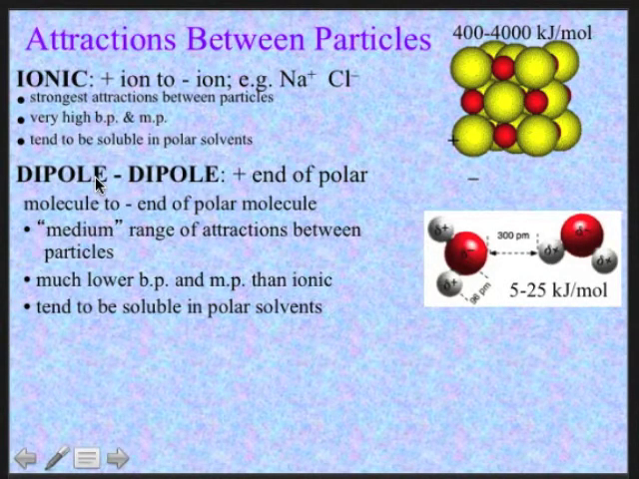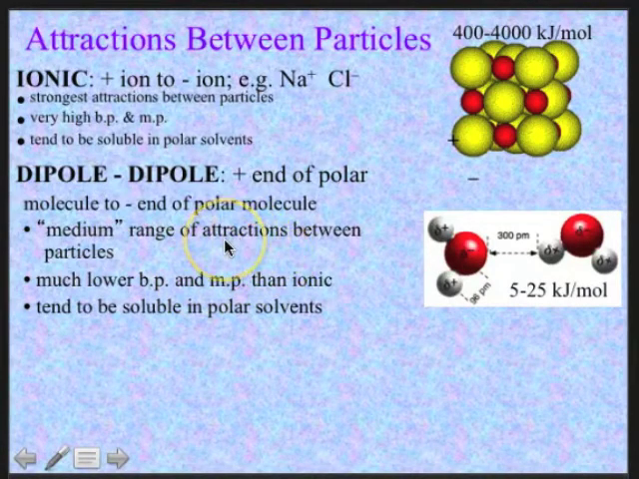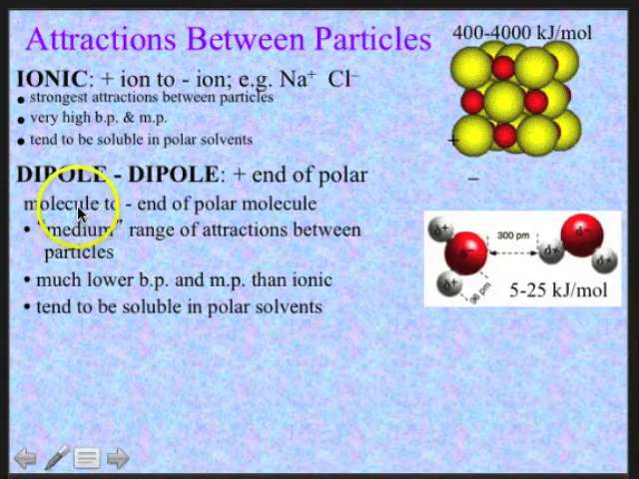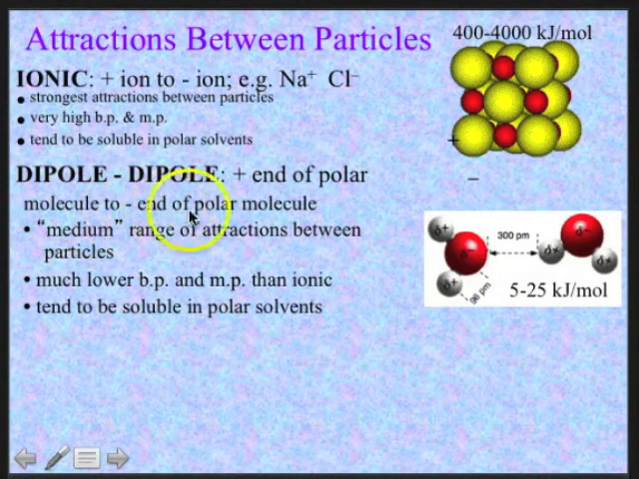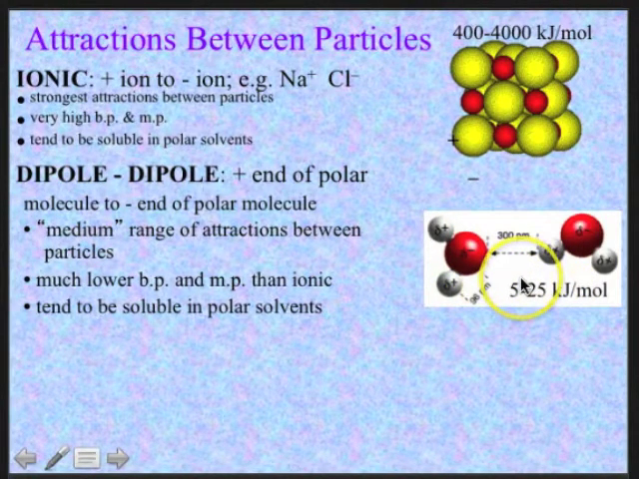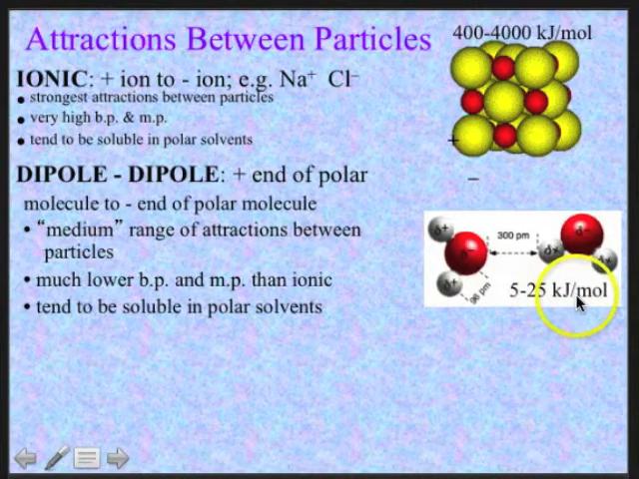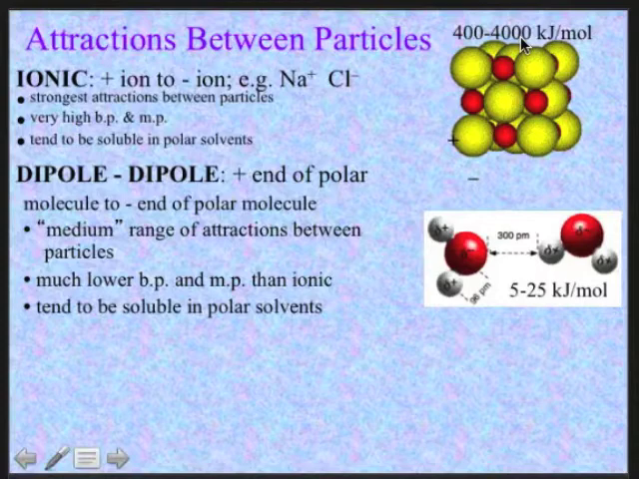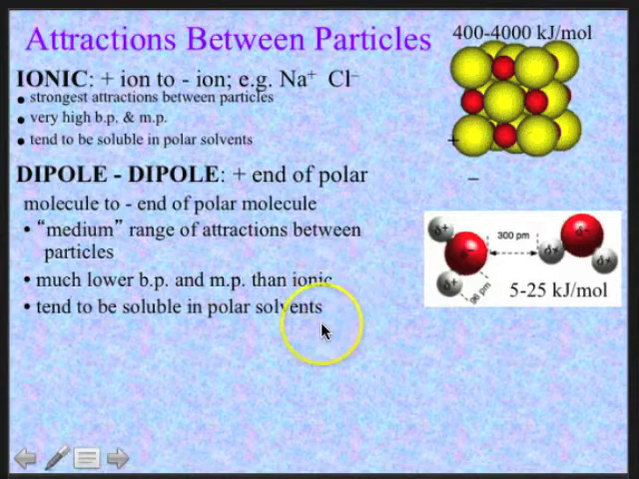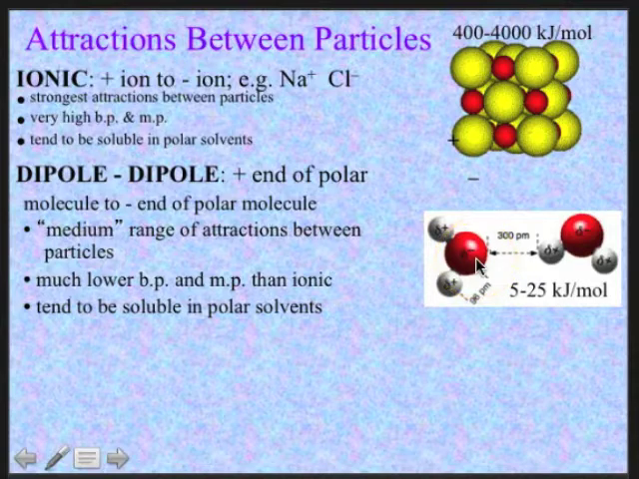Attractive forces between particles can also be covalently bound compounds, which are polar. And here, the positive end of a polar molecule is attracted to the negative end of another polar molecule. This kind of energy or bond is an intermolecular attraction, and the energy ranges from 5 to 25 kilojoules per mole, quite a bit less than the electrostatic attractions in an ionic crystal. Much lower boiling points and melting points than ionic substances, and these tend to be soluble in polar solvents as well.